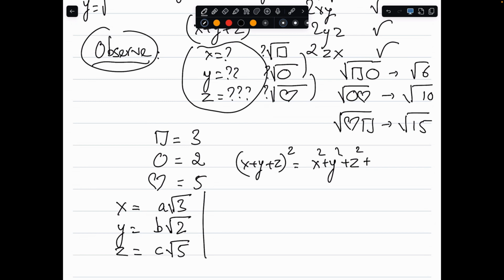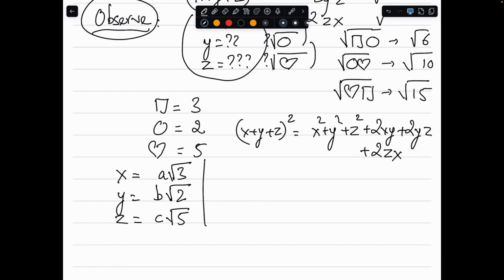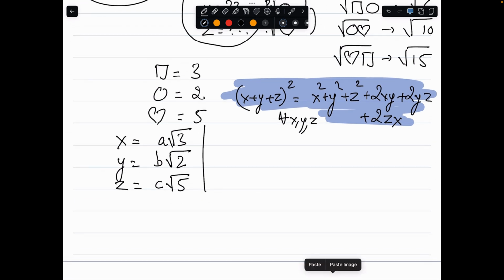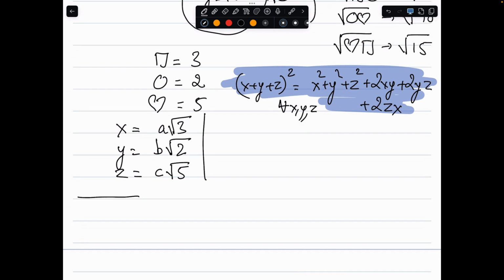If you need, I can make a video on that, but in this video we just accept it and use it. Okay, so I give it a color. Call it an identity, because it's valid for every x, y, and z, every triple of real numbers. Now I write here (x + y + z)² equals x² + y² + z² plus cross terms. x² is 3a², y² is 2b², and z² is 5c².